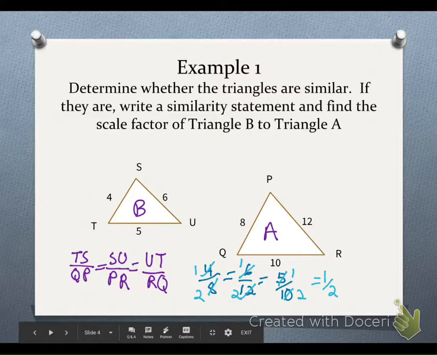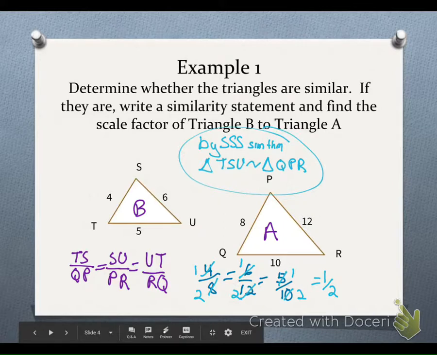And so now we can write that similarity statement. Our similarity statement is going to begin by saying by side, and I like to put sim theorem. I'm probably not going to be too strict on that. If you just write by SSS, it's probably going to be good for me. We know that triangle TSU is similar to triangle, and then we have to make sure that those are the ones that are corresponding with it. So we see that T corresponds with Q, and S corresponds with P, and U corresponds with R. So we see that these are proportional or similar based on their proportional sides.